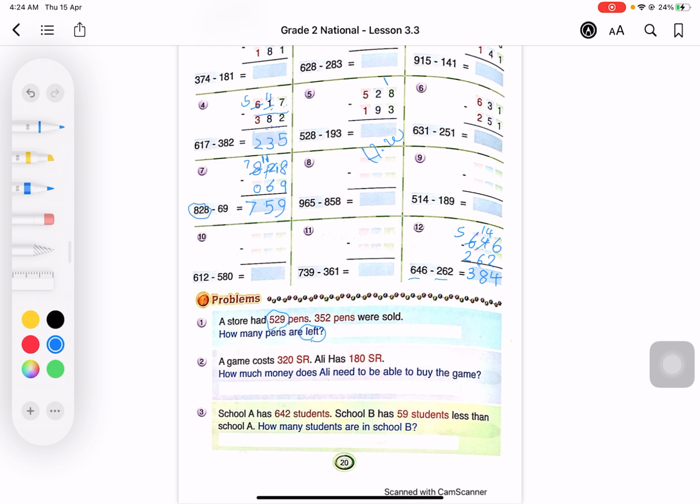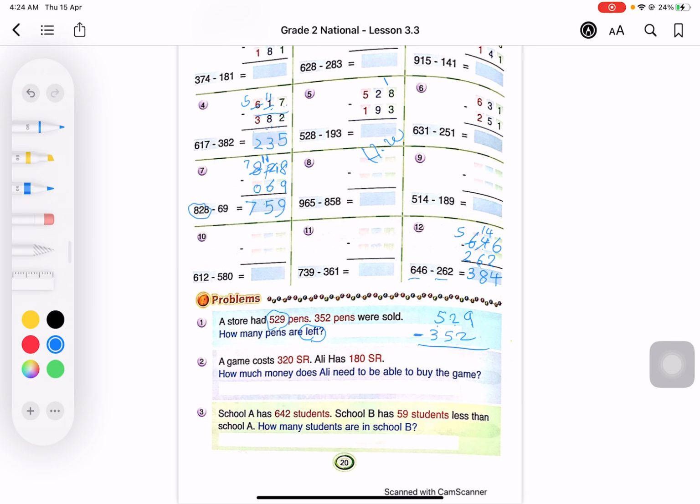I will write 529 vertical. Then I will align 352. In all, you have 529. They didn't say the same. You sell some. Sell يعني بعت. How much is left? قديش ضل عنا? To know how many, you need to subtract.